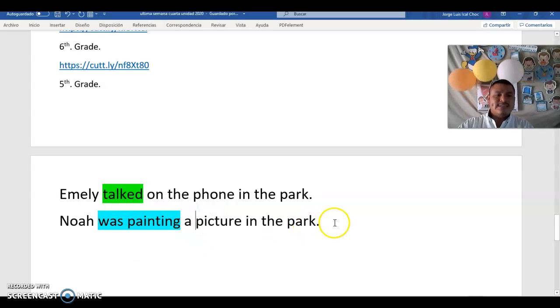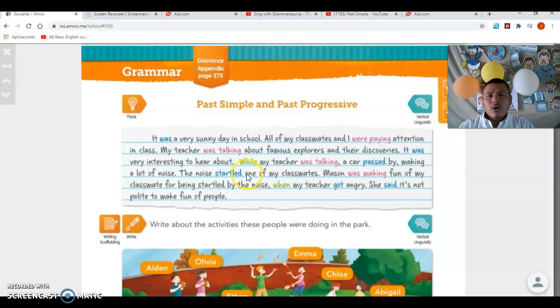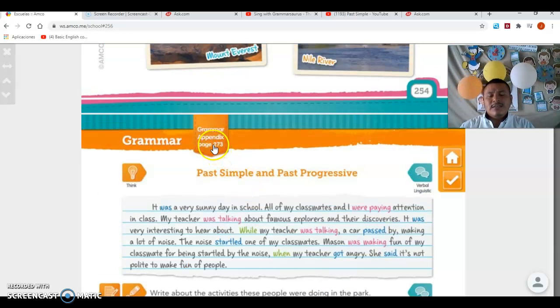Okay, so you have two examples, and you need to do the rest of this, and then what she was doing. This girl right here and the boy, these two, Ethan and Emma, what were they doing at the park? Okay, so take a look. Mr. Phillips, what was he doing at the park? So you need to write it down, okay? And also we need to go on page 273.